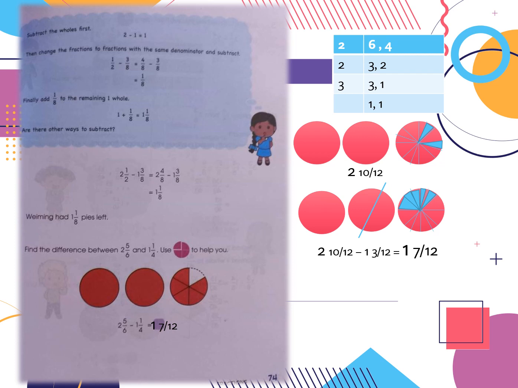Now we have the same denominator, so first we are going to simply subtract the whole numbers. 2 minus 1, which is 1, and then we are going to subtract the fraction part, which is 10/12 minus 3/12, so it is 7/12. So as a whole we have an answer, one whole number 7/12.